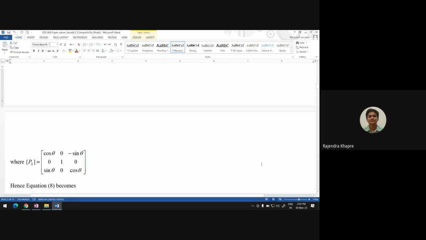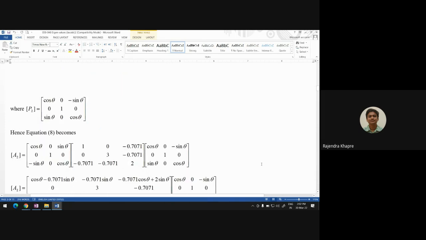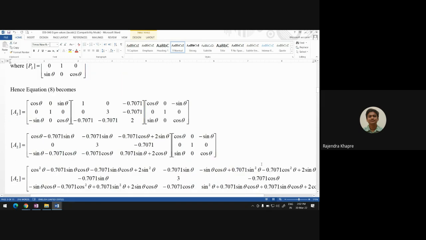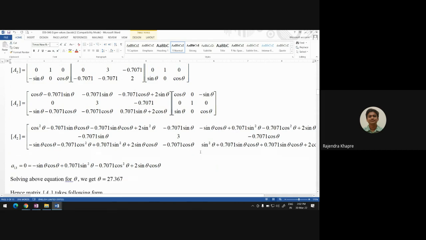Your P matrix will look like this. Just now we have seen. So you do the calculations, you substitute the values, and get the location 31, which is over here. If I read out, that is minus sin theta cos theta plus 0.7071 sin square theta minus and so on. Equate it to 0. You will be getting the value of theta as 27 point so and so.